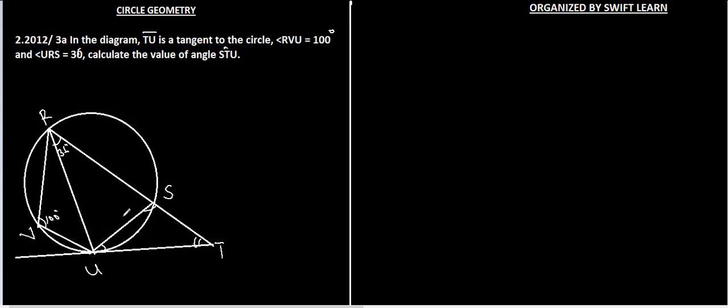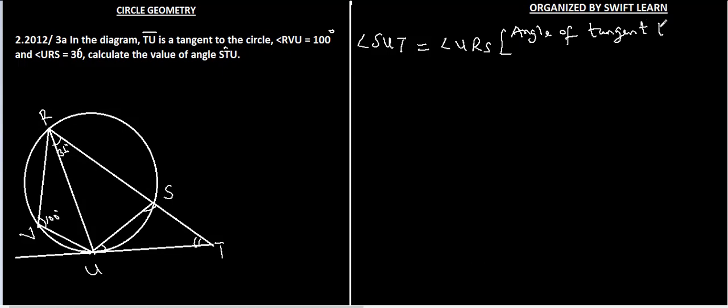Okay, let's start with something. We are told that this is a tangent. The angle of the chord to the tangent equals the alternate segment. So SUT, are you with me? SUT is equal to URS. Why? Because the angle of tangent to a chord equals the alternate segment.